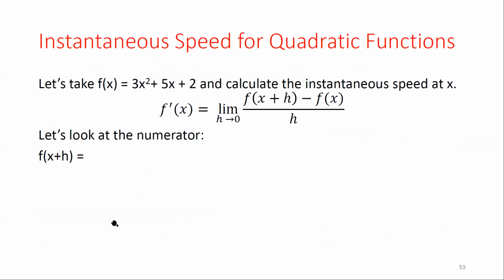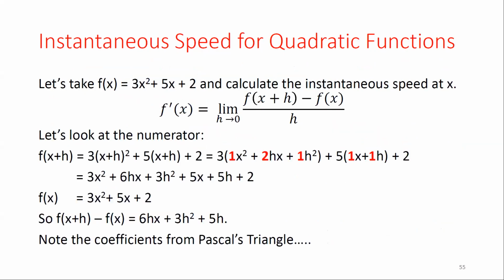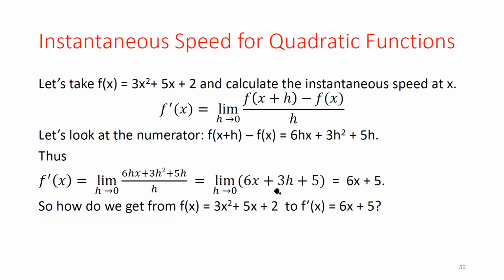We then studied a quadratic function. We did the calculation. We used Pascal's triangle to expand (x plus h) squared. When we looked at f of x plus h minus f of x, we got the change in distance, that's the numerator. We divided by h. We got 6x plus 3h plus 5. And as h goes to 0, what does 6x go to? 6x. What does 3h go to as h goes to 0 from the plus side? And what does 5 go to? So we get 6x plus 5.